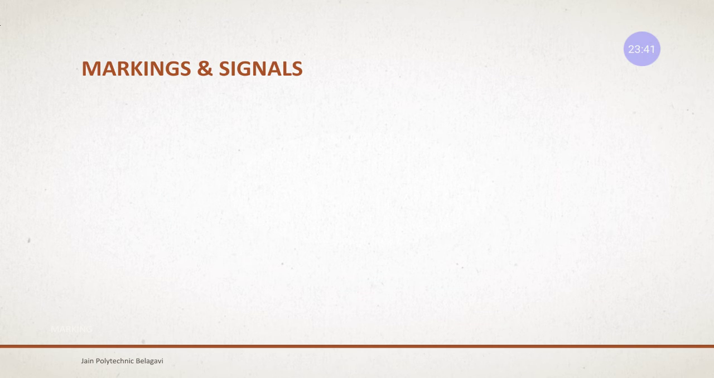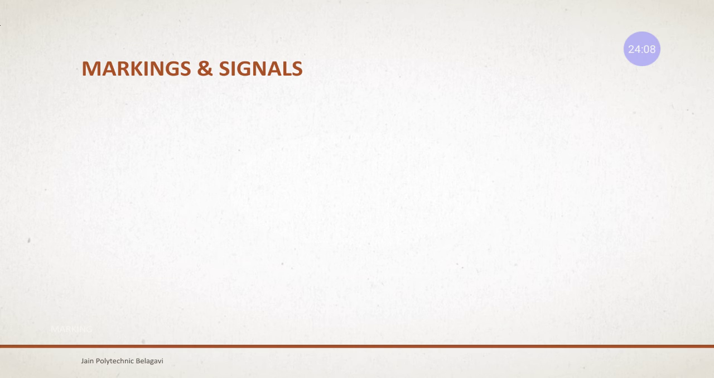Next is markings and signals. As I said, there are two types of markings and signaling. In the day, whatever markings are made on the road in white color, that is the end strip or the center line or the end lines, the edges, or the various other threshold markings, all are visible in the day.